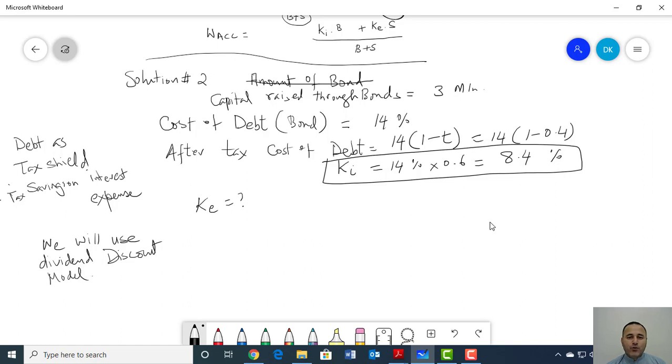Okay, so I have growth numbers. I have everything. If you remember from chapter number 4, the price of a stock was D1 divided by KE minus G. This was the constant growth scenario. I have all the numbers.